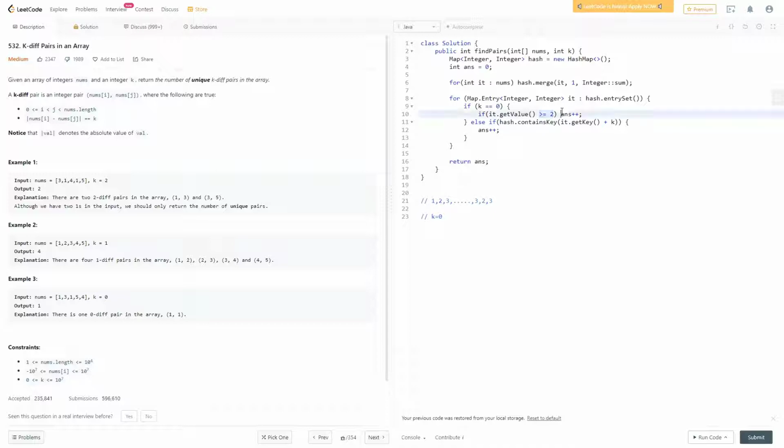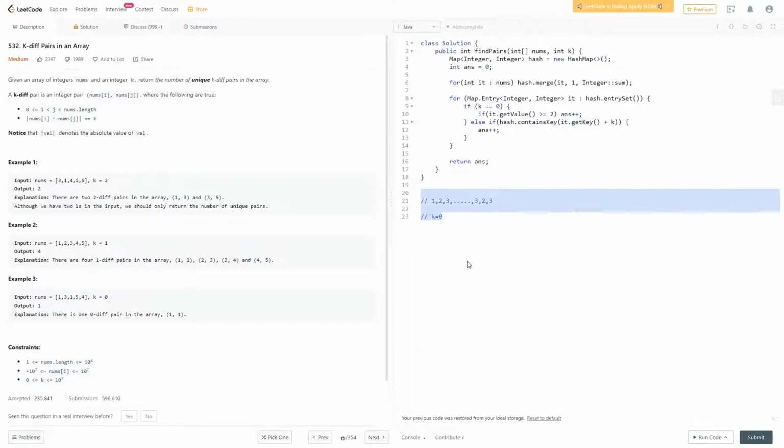So I'm just incrementing the counter, the answer, by 1 only. Okay, so I don't need to check anything else here. Now what if k is greater than 0? If it is not equal to 0, then I'm checking whether my hash map contains my current key plus k.